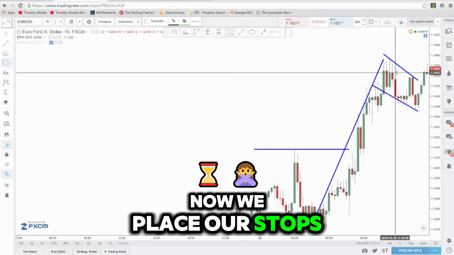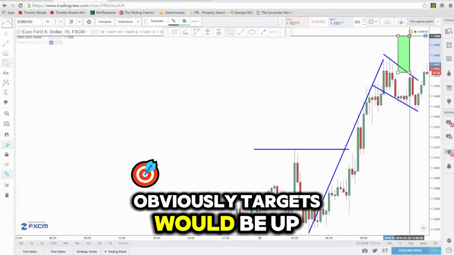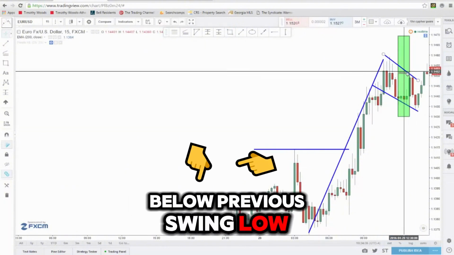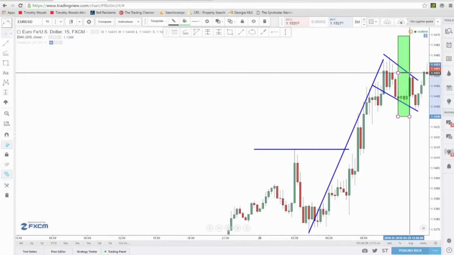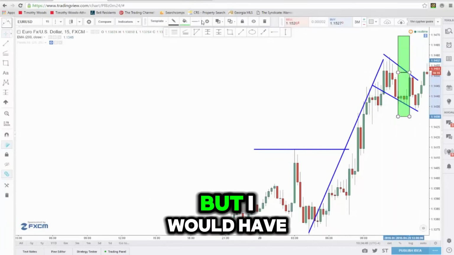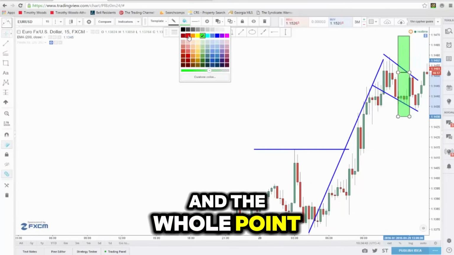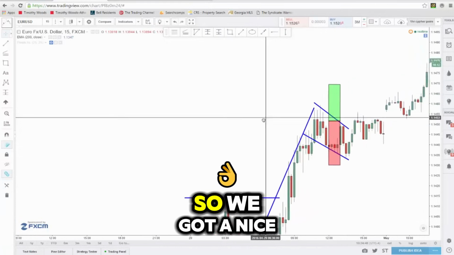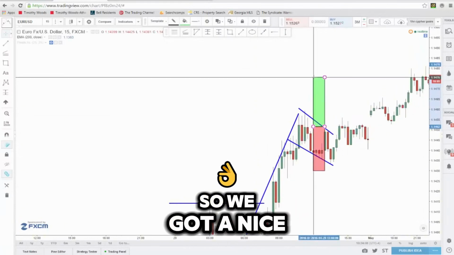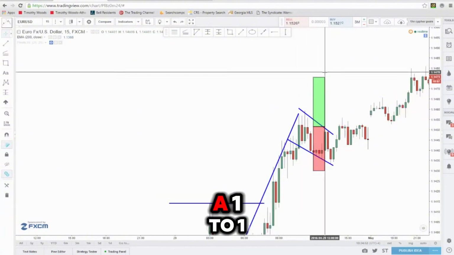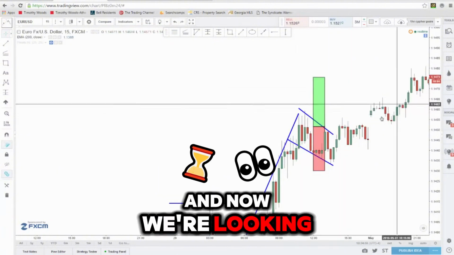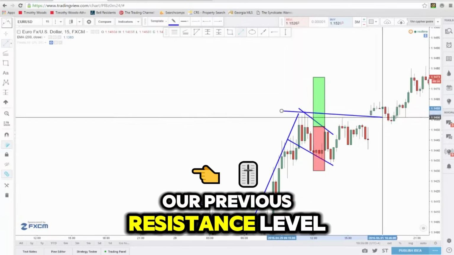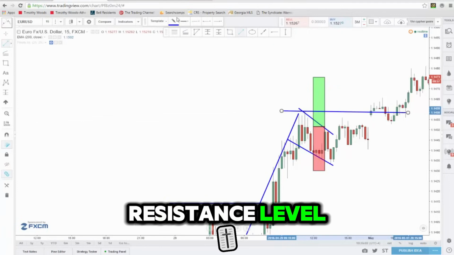Now we place our stops and targets. Obviously targets would be up, stops would be right below the previous swing low, and targets would be higher than this, but I would have to move the chart over, and the whole point of doing this is to not see what's in front of you on the chart. So we got a nice target hit. Let's assume we're taking a 1-to-1 risk reward, and now we're looking for any other simple pattern because of the break above our previous resistance level. Here was our previous resistance level.